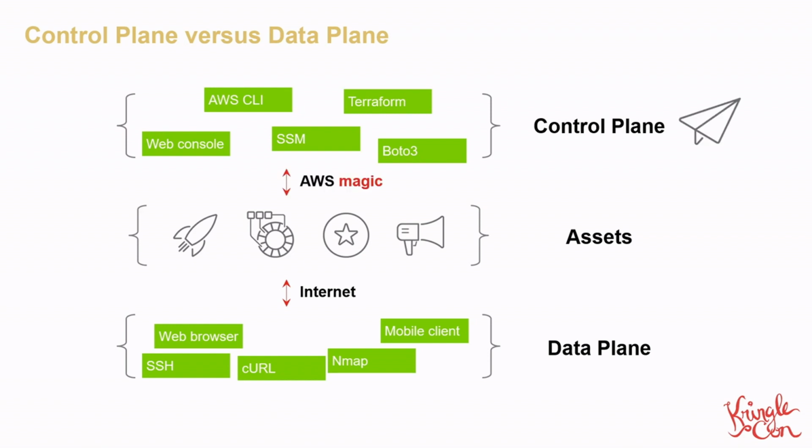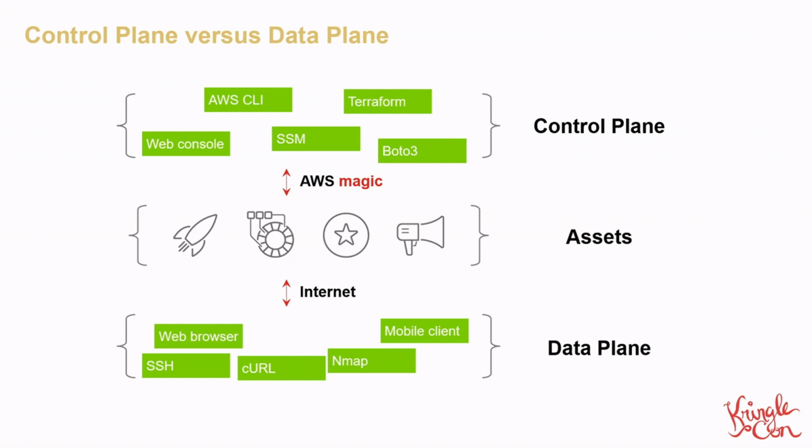Enter the control plane. This is the other way to get to things in AWS, the way to get to these assets. And the easiest way is the web console. This is where we log into a web browser and we navigate to our account and we can view our EC2 instances or Lambda functions or S3 buckets and deal with them there. Now, you might say, well, Chris, you said the web browser is part of the data plane down bottom, and well, yes, but not in this case here.